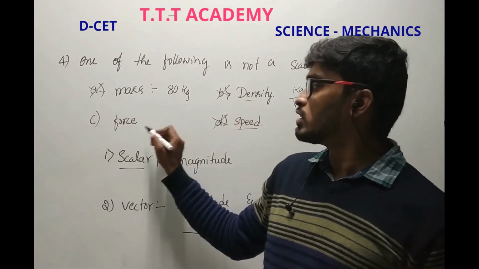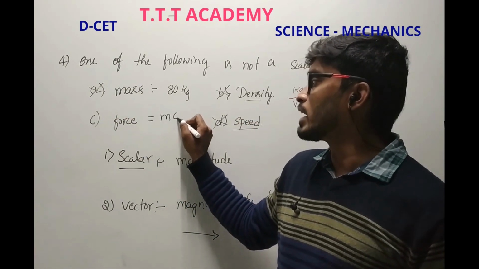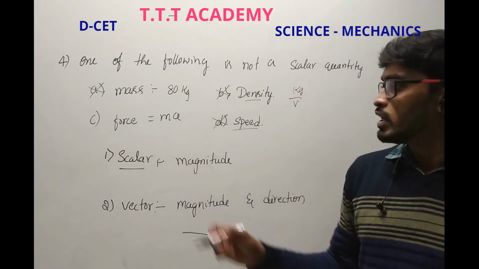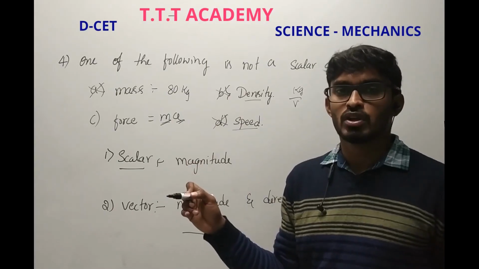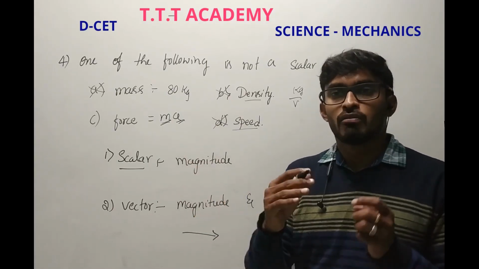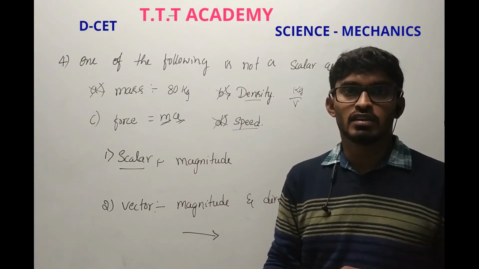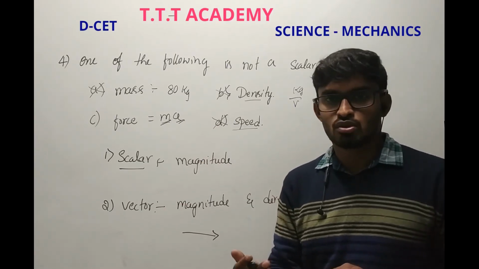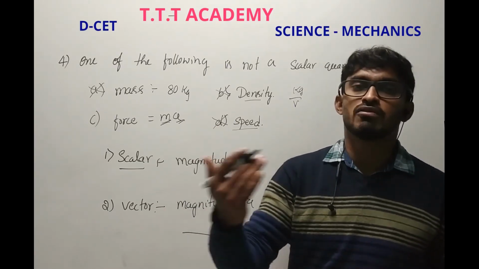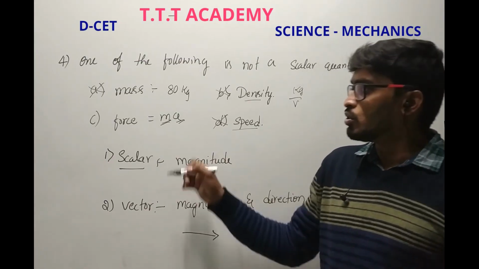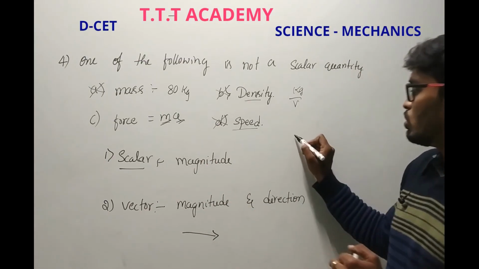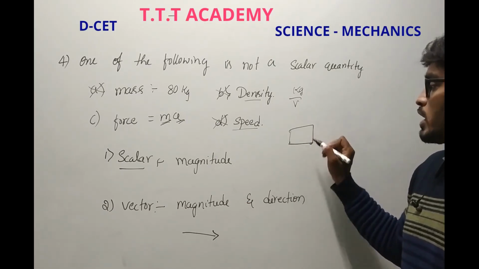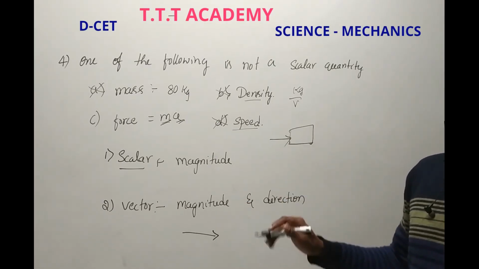And then force is nothing but mass into acceleration. Mass is a scalar quantity, and acceleration is a vector quantity. For example, the vehicle is accelerated at 5 meter per second square in the direction of east, or in the direction of west. We have to mention some direction. Also, you take one object and apply the force in some direction.